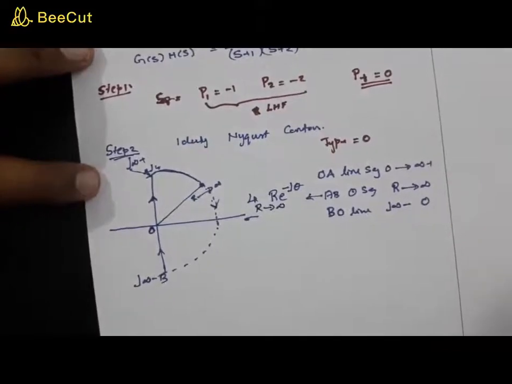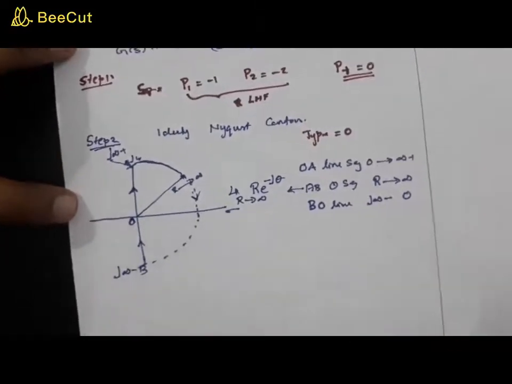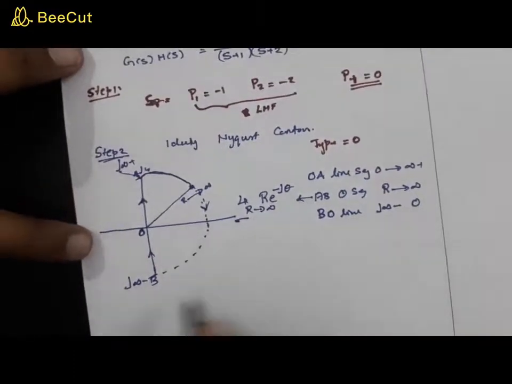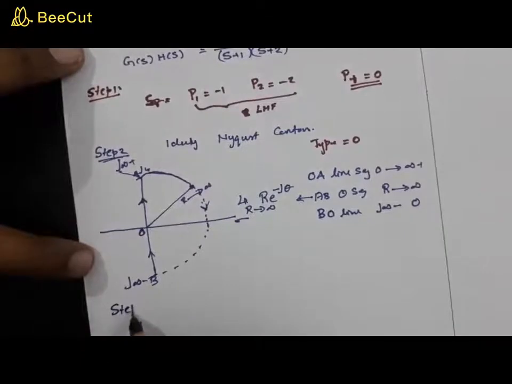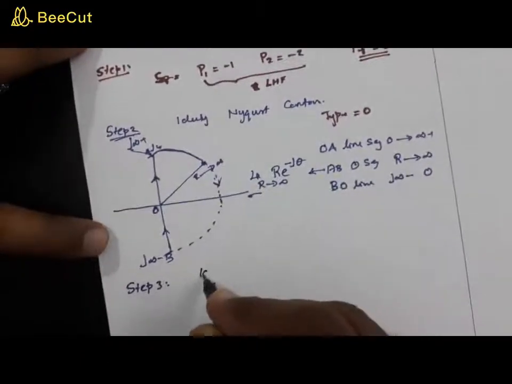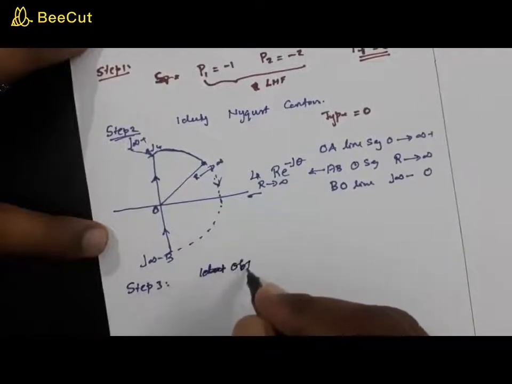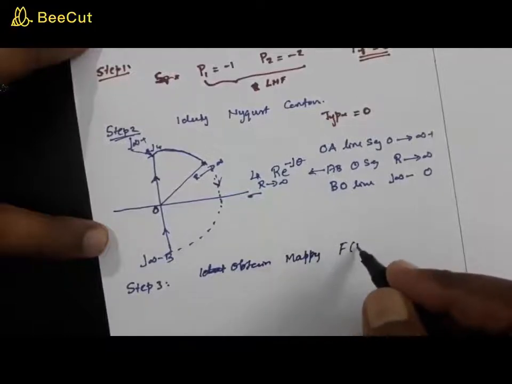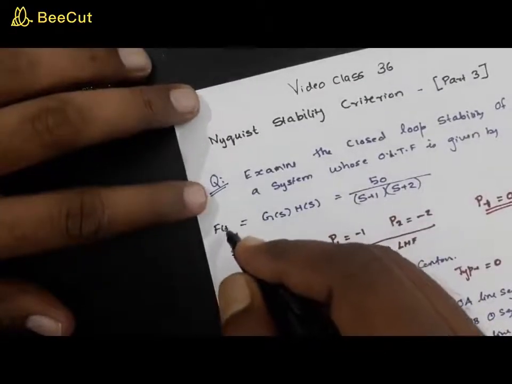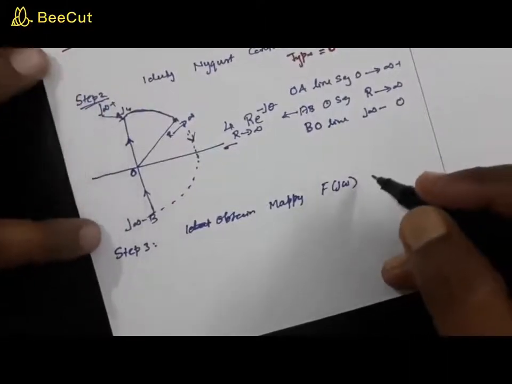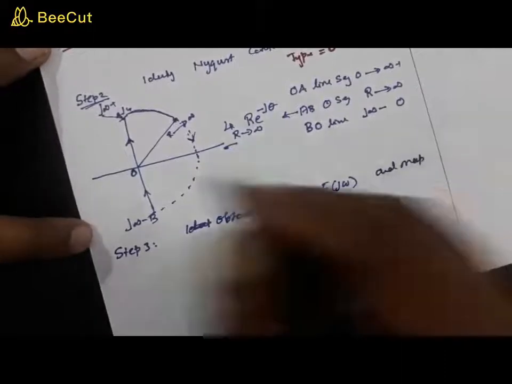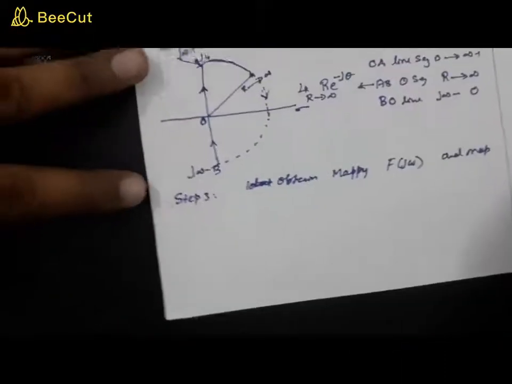So you have identified the contour. Now the next step, step 3, starts with obtaining the mapping function f of j omega. Let us call this f of s, obtain the mapping function f of j omega, and map the s contour onto this function. That's the next step.